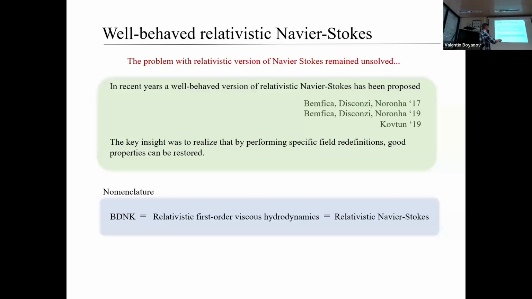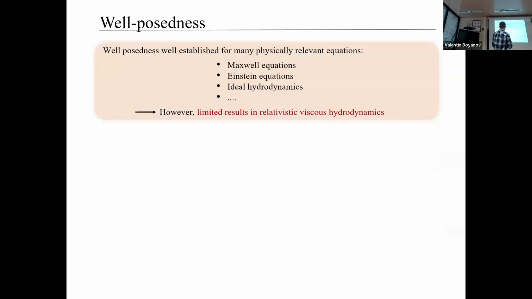So for this reason, for these authors, these equations have been known under the name of BDNK, but this just refers to relativistic Navier-Stokes, or in other words, relativistic first-order viscous hydrodynamics. So if you hear about these different things, we are referring to the same thing in principle. Some people like to use relativistic Navier-Stokes only for the expression in Landau's book, but according to effective field theory, we should call this also relativistic Navier-Stokes.